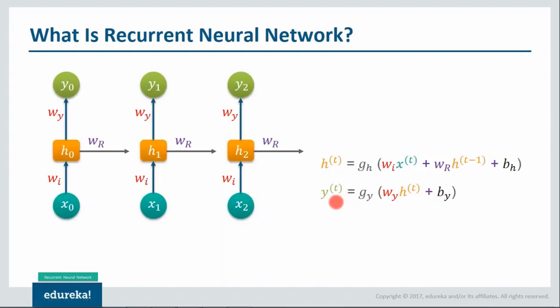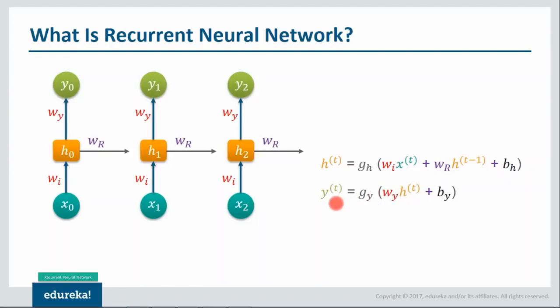Now in the next timestamp, that is at time t equals 1, things become a bit tricky. At time t equals 1, I have input x1. I need to figure out what h1 is. For that, I'll use this equation. I'll multiply Wi, the weight matrix, by the input x1, plus Wr into h of 1 minus 1, which is 0. h of 0, we know what we got from here. So Wr into h of 0 plus the bias, pass it through a function g of h to get the output h1. Now this h1 will be used to get y1. We'll multiply h1 with Wi plus a bias and pass it through a function g of y to get y1.